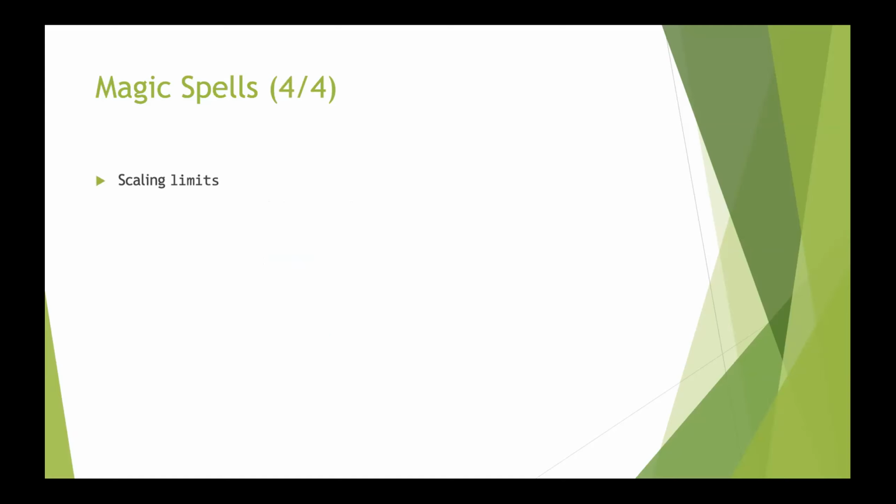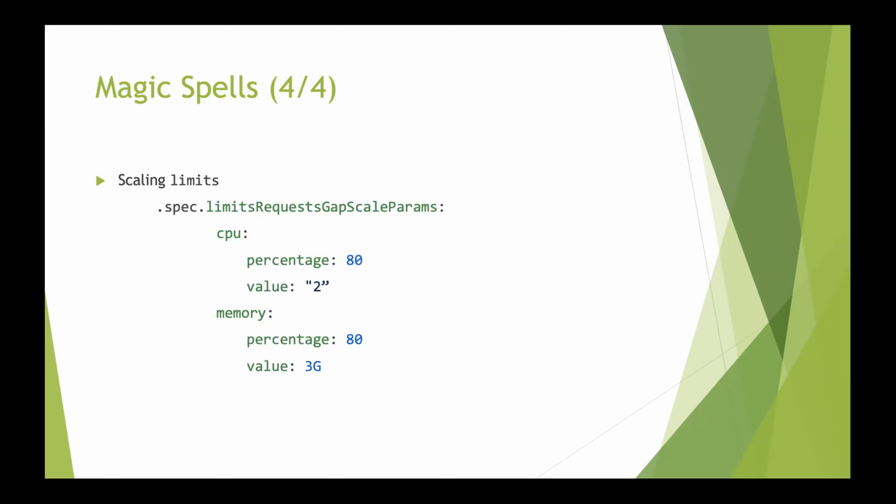This also has the capability of governing how the limits of a deployment or stateful set are scaled, not just the request. The parameter is called the limits request gap scale parameter, and in that case, we can give, let's say, a CPU percentage, so that the gap between the request and the limit needs to be 80% of the request. Or an absolute value can also be given, so basically there will always be at least 2 cores difference between the request and the limits. And similarly for memory, both values can be given.